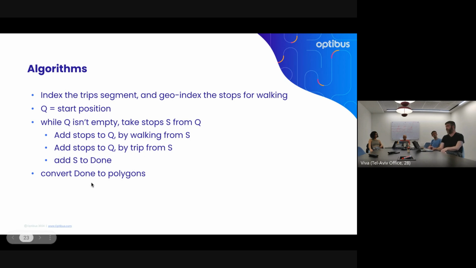But at the end, I have many done stops, and for each one, let's say in stop A it took me 10 minutes, in stop B it took me 20 minutes, and so on. After this, I can create a polygon or a circle around each stop, by walking from this stop to the border of how far this passenger can travel. And now I have this layer of polygons.